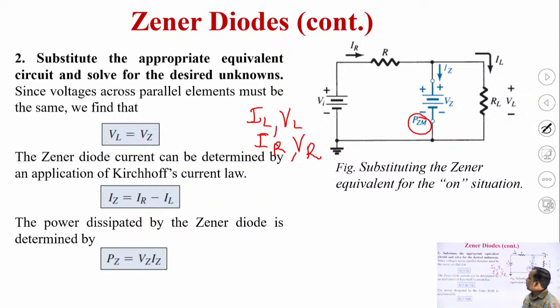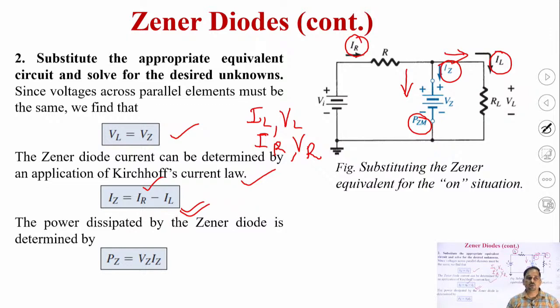So if VOC is greater than Vz, the diode is on. If IR is the series current, IZ is the Zener current, and IL is the load current, then using KCL, the incoming current IR equals the outgoing currents IZ and IL. So we have the equation IZ equals IR minus IL. This is a very important equation, because it will be helpful in case number 2 and case number 3.